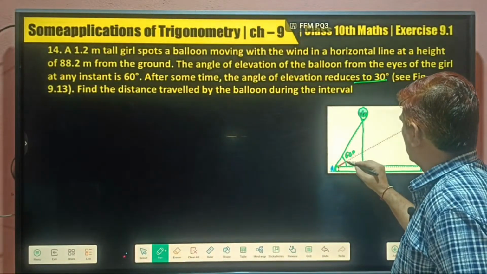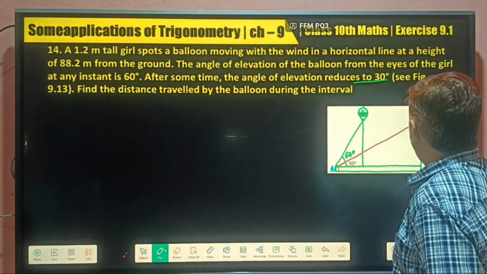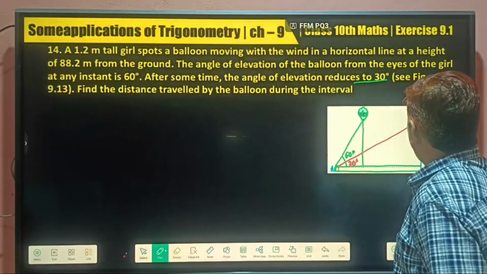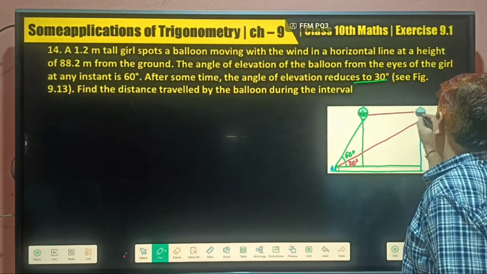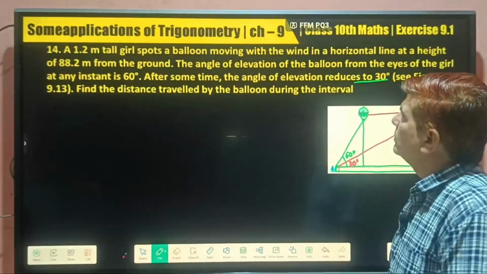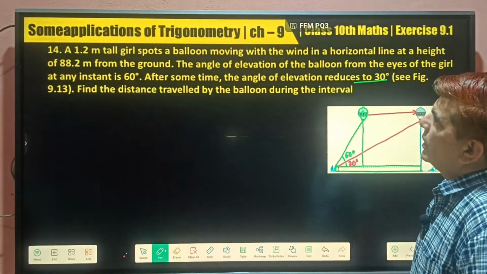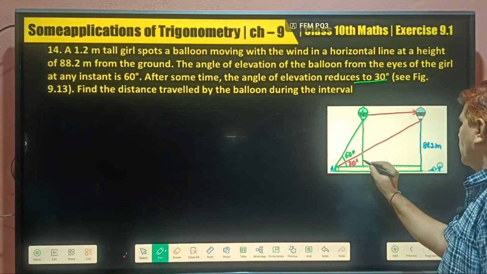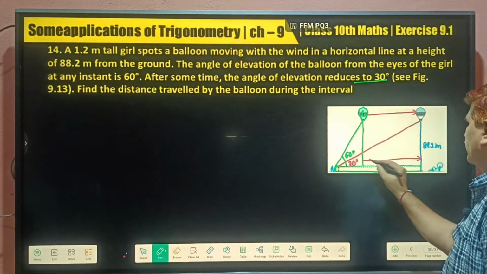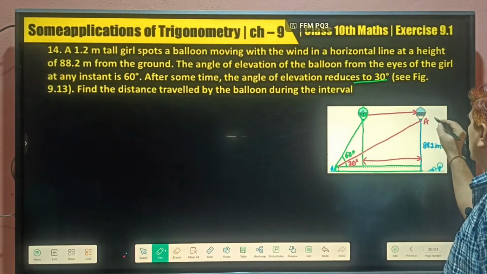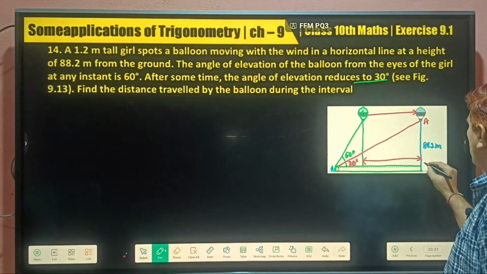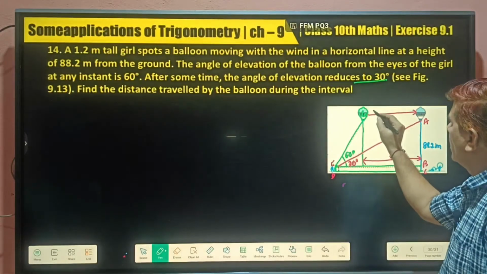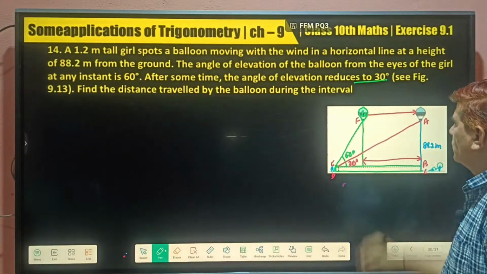So moving like this, the angle of elevation is reduced to 30 degrees. When the balloon reached here, from here to here, find the distance traveled by the balloon during this interval. So it means you have to find out this distance. We can say this is A, this is B, C, D, E, and this point is named F.